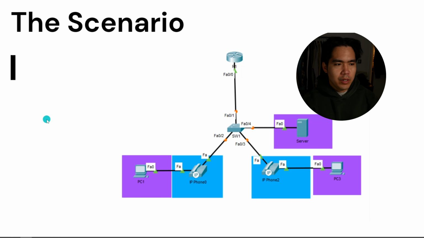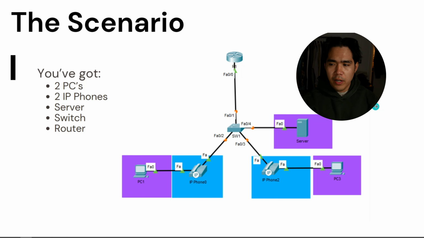This is our scenario here. You've got two PCs, PC1 and PC3, two IP phones, IP phone 0 and IP phone 2, a server, a switch, and a router.